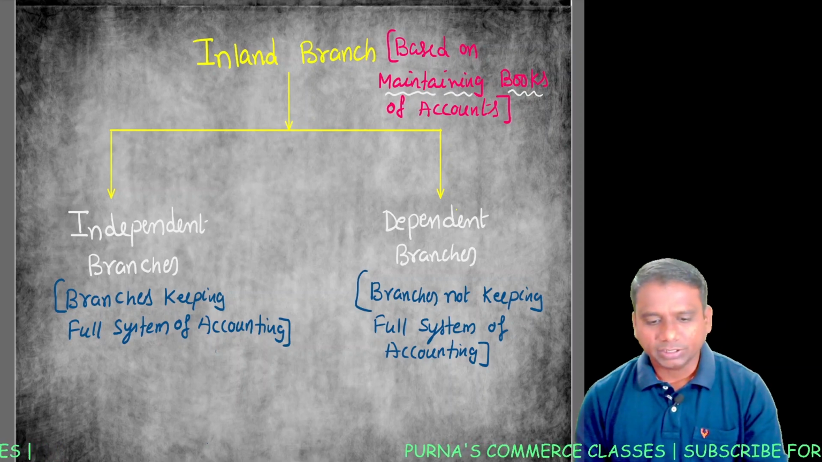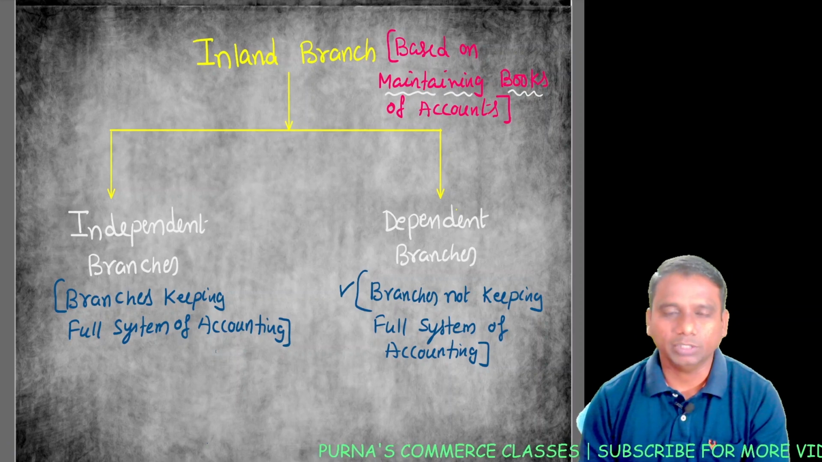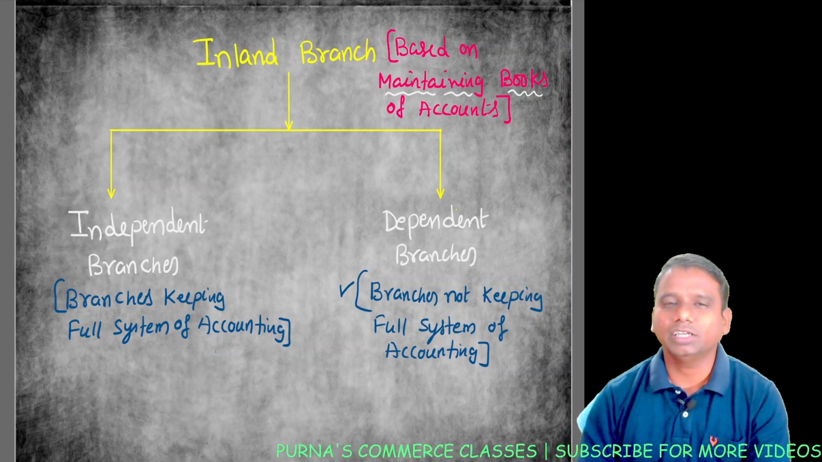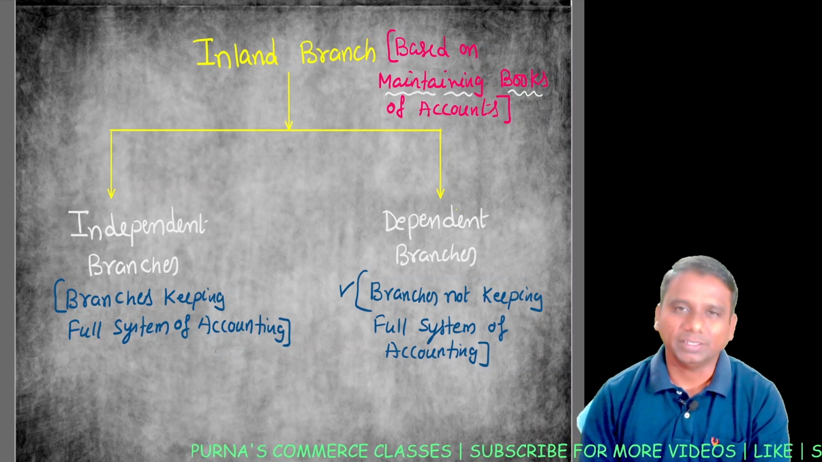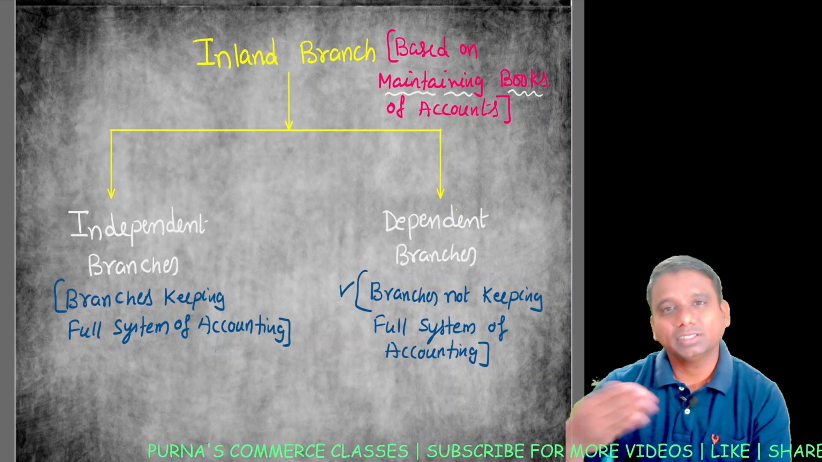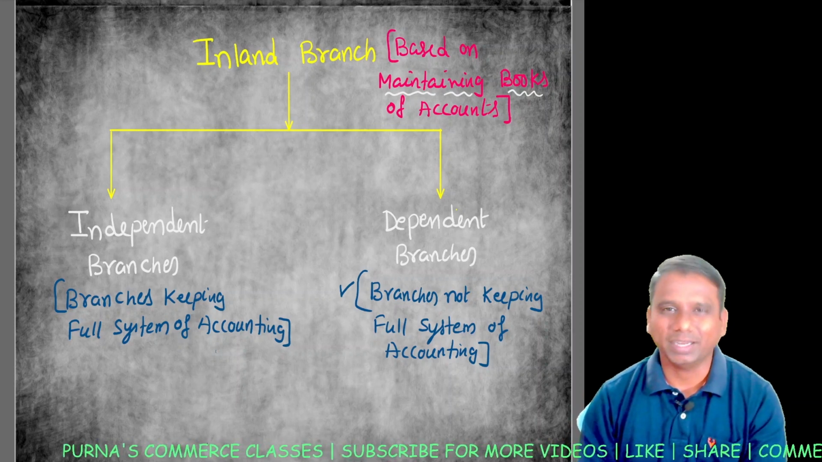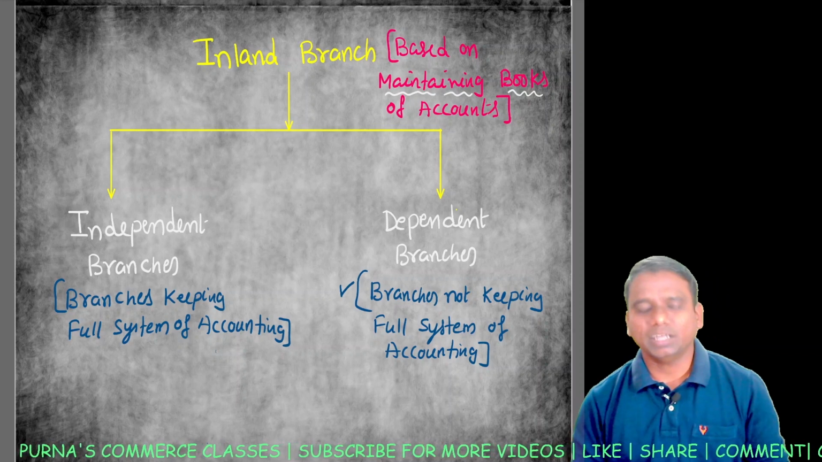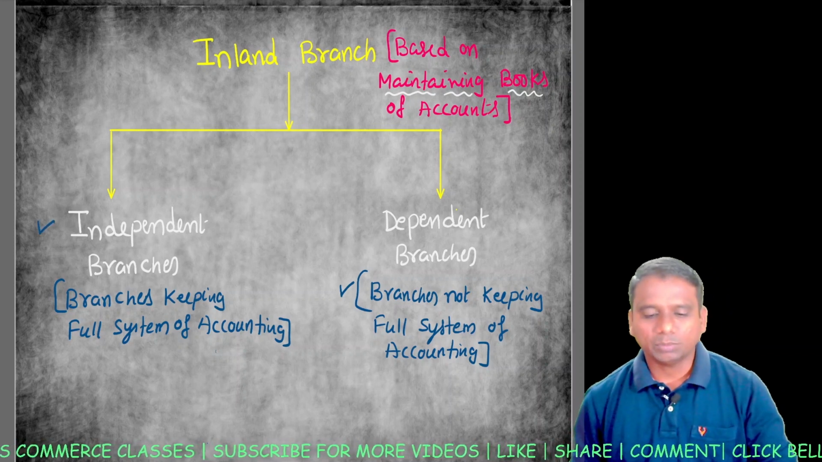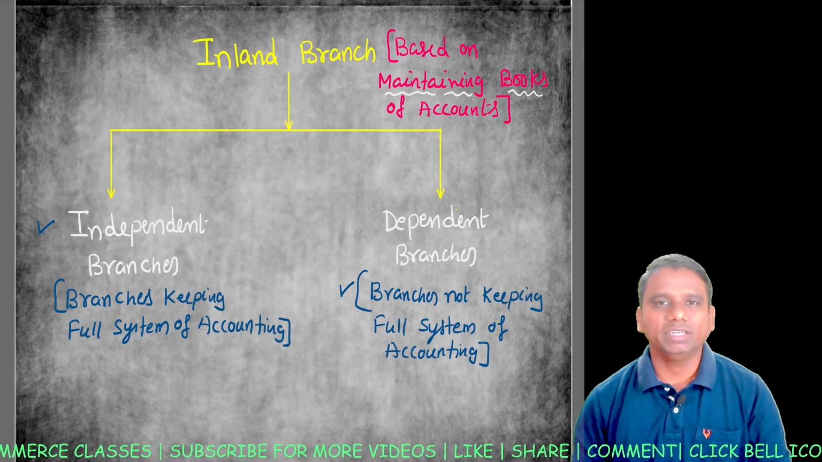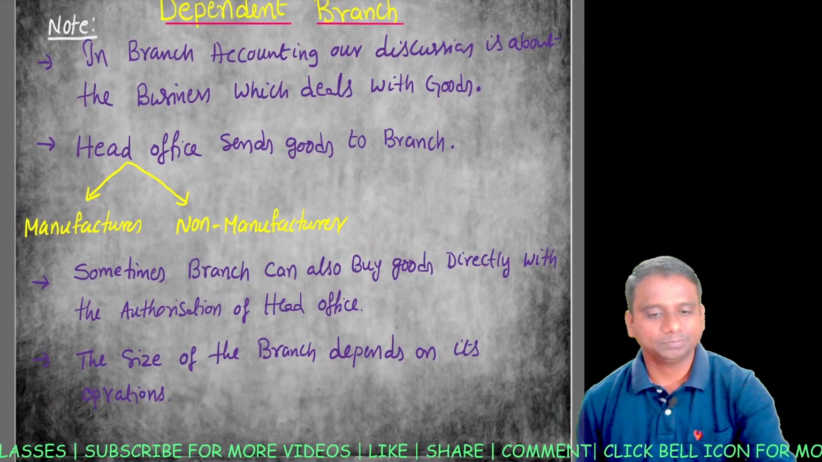So the branches not keeping full system of accounting are known as dependent branches, and the branches which keep the full system of accounting are called independent branches. Okay, now we'll discuss dependent branch and independent branch. First we'll discuss dependent branch, later on we'll discuss independent branches. Now look at dependent branch.